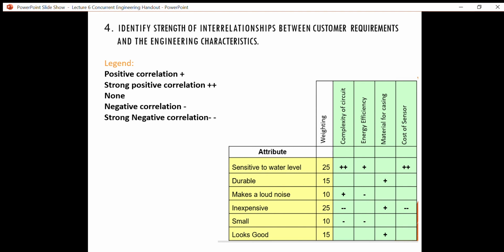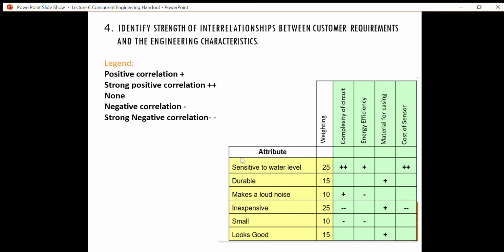When we identify, we can do the interrelationship between customer requirement and the engineering characteristic. So we have a legend here. For positive correlation, we put plus; strong positive correlation, double plus; then none; and negative correlation, and double negative for the strong negative correlation. Even though we can also make the marking or percentage, here they use a plus and a double plus. So we are mapping the relationship.